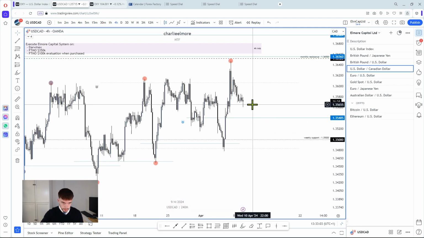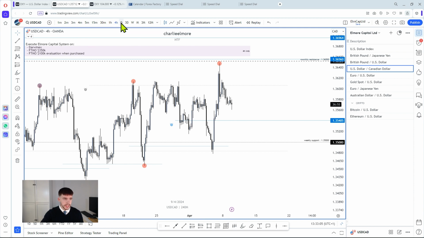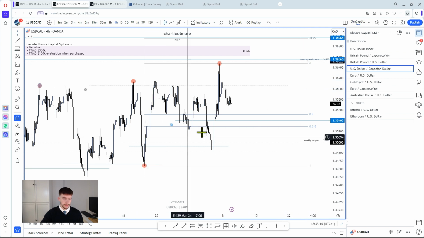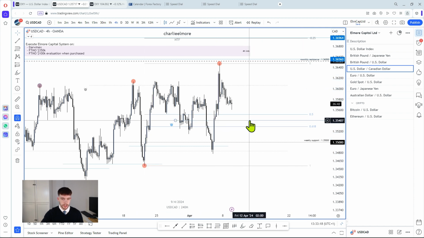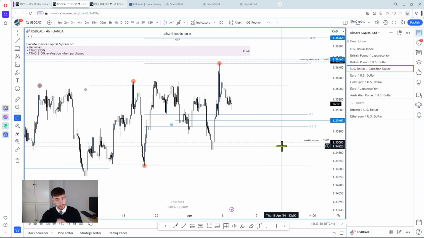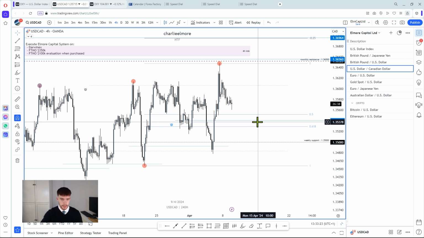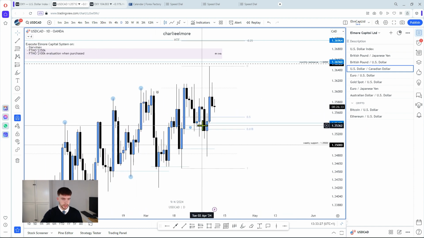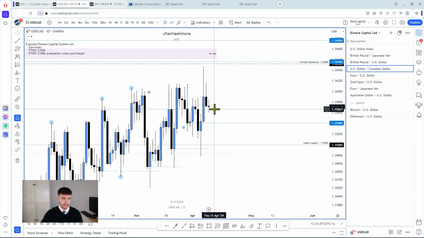USD CAD. USD CAD is in a 50% of this leg here, but as I said before, I would prefer if we came down a bit lower and achieved this. So 1.35400. Okay, I've been talking about that for a couple of live sessions now. That's just that area right there. Would be nice if we can come down and retest that, or if not that, then that.